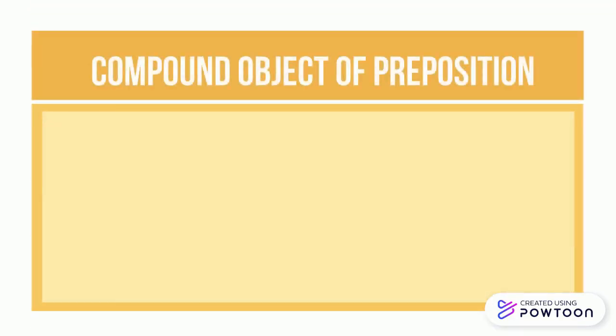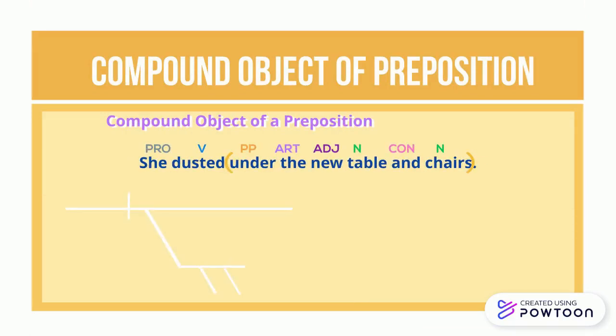However, when diagramming a preposition that has a compound object of a preposition, you first diagram the preposition as usual, and then you branch where the object of the preposition goes. Make sure to include your conjunction with a dotted line.